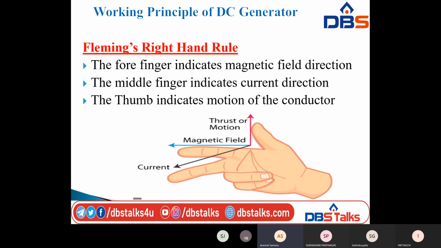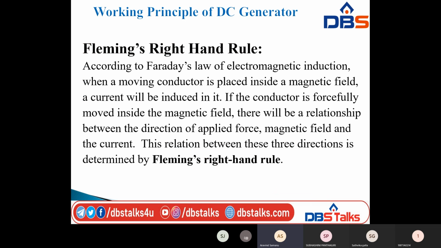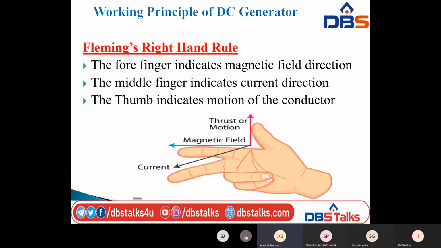So this is Fleming's right hand rule, which we use to give the relationship between current, magnetic field and applied force. Here we also have Fleming's left hand rule, but that rule is used for the working principle of DC motors.